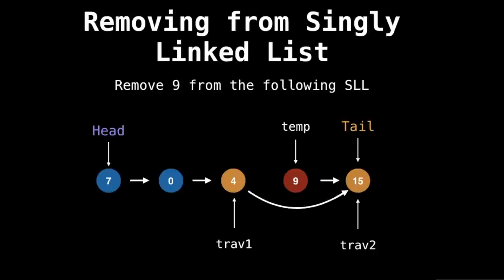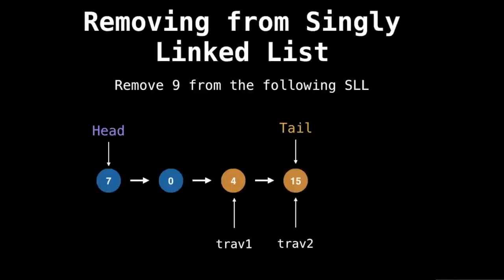Okay, so now set trav1's next pointer to be equal to trav2. And now it is an appropriate time to remove the temporary pointer because we're doing nothing with it. And their temp has been deallocated. Make sure you always clean up your memory to avoid memory leaks. This is especially important in C and C++ and other programming languages where you manage your memory. Now you can see that 9 is gone and our singly linked list is shorter.